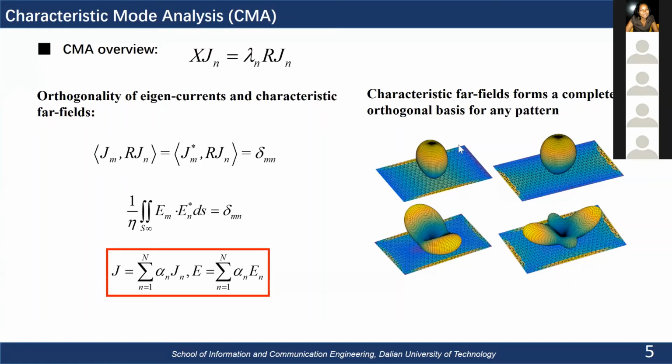And for pattern synthesis, I think there's one more important metric. That is, those characteristic far fields form a complete orthogonal basis for any pattern. What does it mean? It means that any pattern can be decomposed into the weighted eigenvectors, or the eigen far field. That is the basis for pattern synthesis for simple antennas.